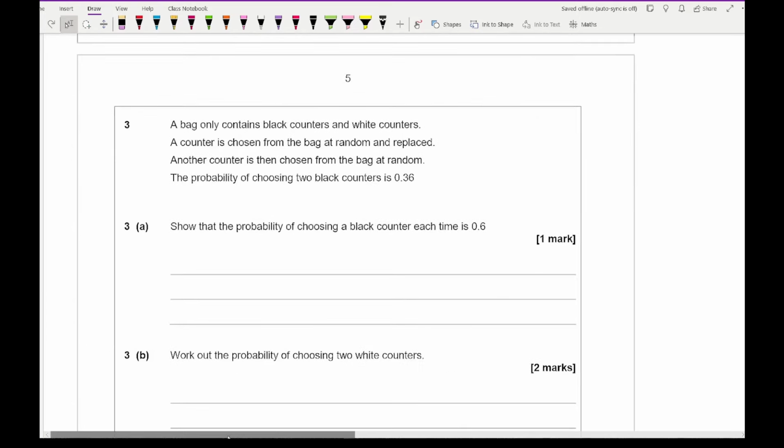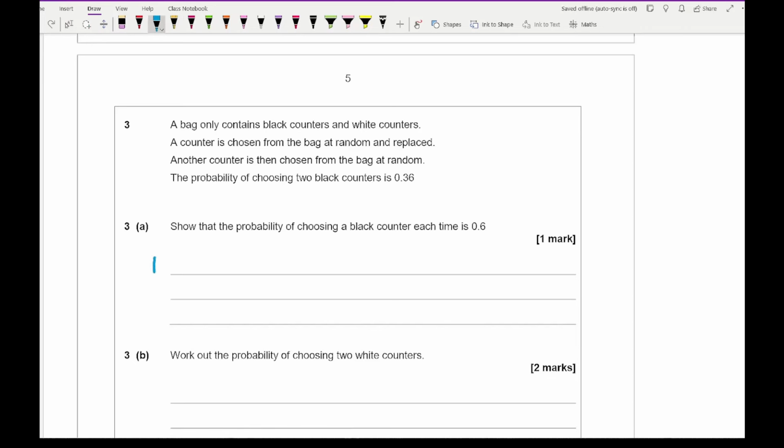Then moving on to question 3, let's just zoom in so we can see a little bit clearer on the screen. So it says a bag only contains black counters and white counters. A counter is chosen from the bag at random and replaced. Another counter is then chosen from the bag at random. The probability of choosing 2 black counters is 0.36. Show that the probability of choosing a black counter each time is 0.6.